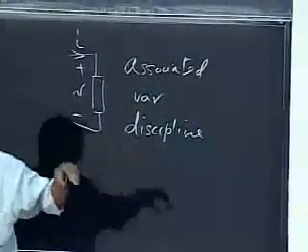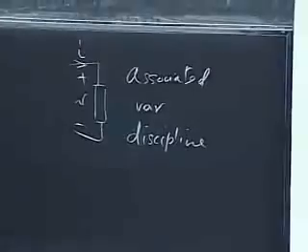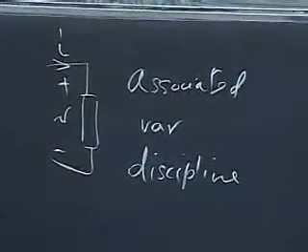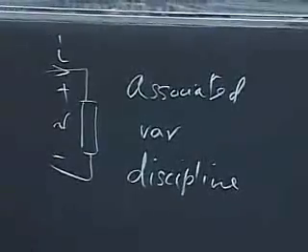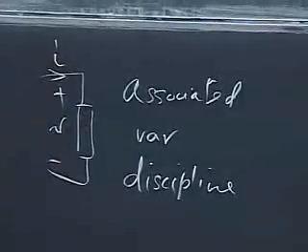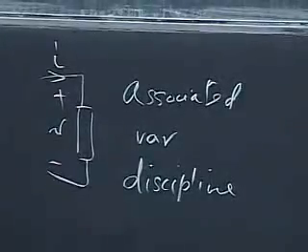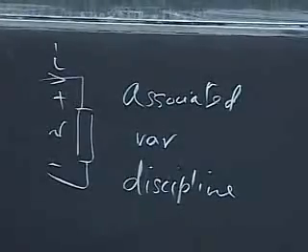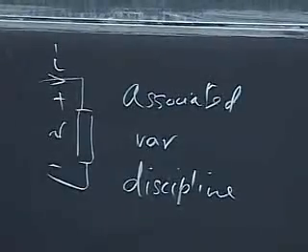I will try to use the word discipline in situations where you have a choice, okay? And of a variety of possible choices, you pick one as a convention. So here, as a convention, we use the associated variables discipline and use that method to consistently label the unknown voltages and currents in our circuits. Okay, so let me continue the labeling here.